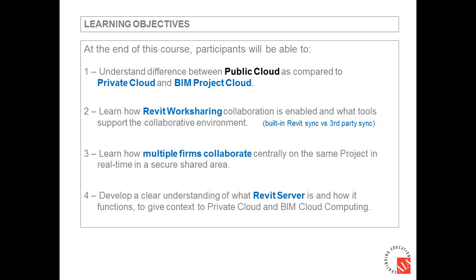Okay, so for learning objectives, as I mentioned, we will be looking primarily at this thing called a BIM Project Cloud. It's becoming very popular as a good way to collaborate in real time with your engineers. One of the few solutions out there. We're also going to learn about Revit worksharing. For those of you who are not very familiar with Revit and how worksharing is enabled, I will do this live in a demonstration, and you'll be able to see what kind of tools support that collaborative environment.